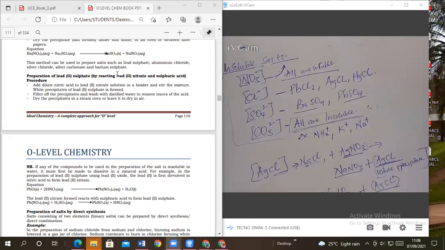Now you have lead nitrate. You want a sulfate. You use any salt that has a sulfate in it, like potassium sulfate or sodium sulfate. Since they are more reactive than lead, they displace the nitrate from lead and give a sulfate to lead. Is it clear?